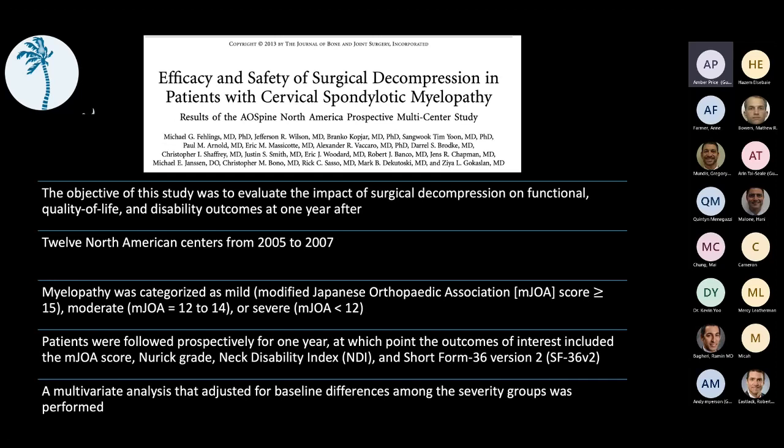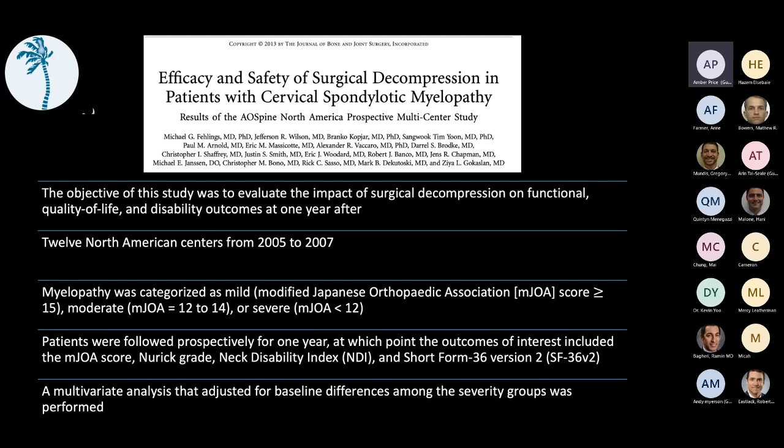So this was a recent study published by AO. It was a multi-center prospective study that involved 12 North American centers from 2005 to 2007. They categorized myelopathy into mild, moderate, and severe, and then they followed these patients prospectively after surgery and looked at MJOAs, Nurick scores, NDIs, and SF-36s.